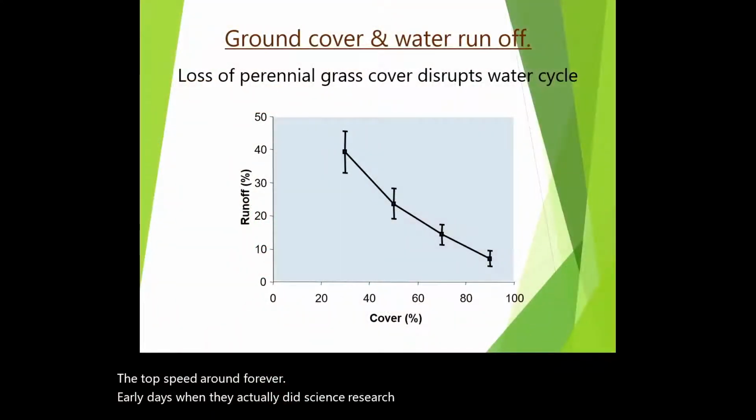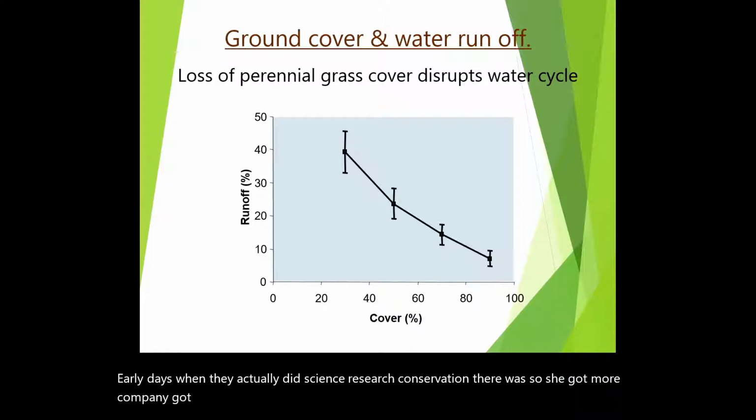So, ground cover and water runoff. Once your soils are there, your next thing is your cover and your water runoff. We've got the chart that's been around forever, and a lot of work was done on this in the early days when they actually did science research on soil conservation. The more cover you've got, the more water you retain. The less cover, the more runoff. So with 20% cover, you'll get 40% runoff. With 90% cover, you only get less than 10% runoff.